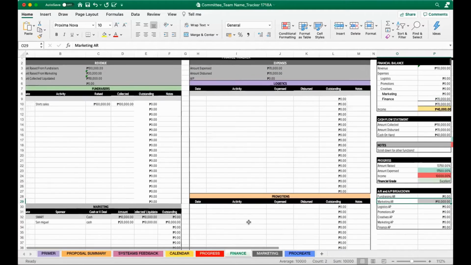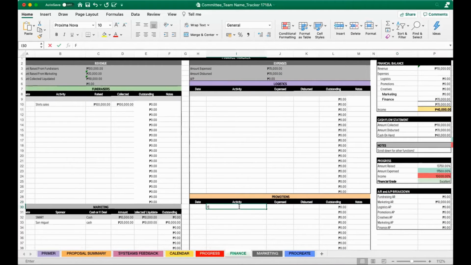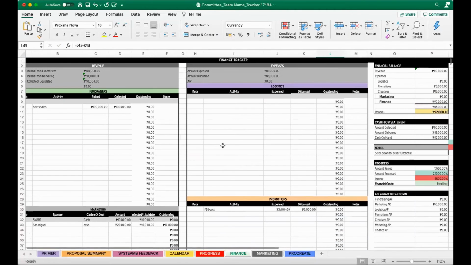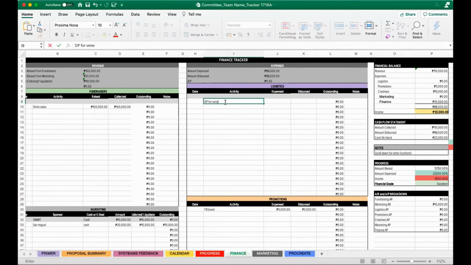So let's say we had an FB boost. Let's say we went all out with that. We paid 3K for that to boost our pub mats. Also had a photo shoot studio with the models. And let's say we went a bit over budget there. So let's say we went 15K because sometimes it happens that we go over budget. So next, let's say we need to pay down payment for venue, and then that's gonna cost us 30K.